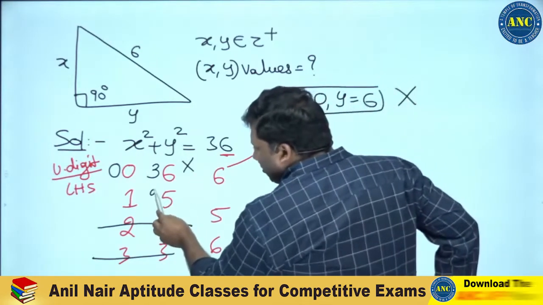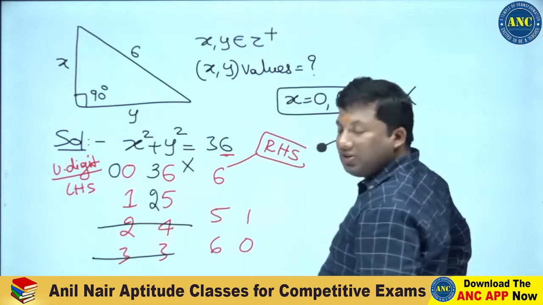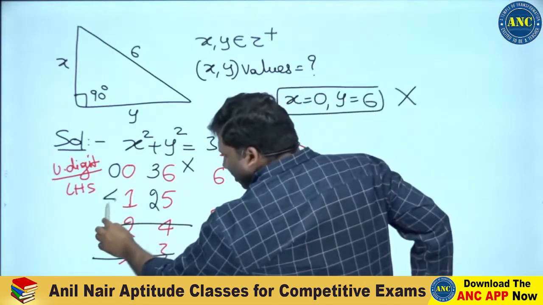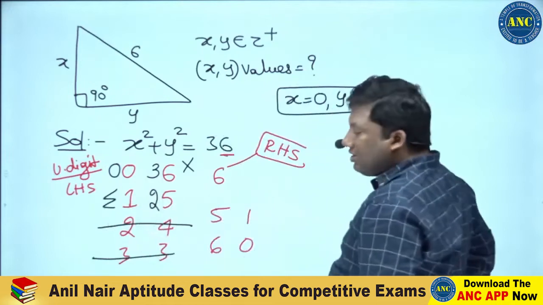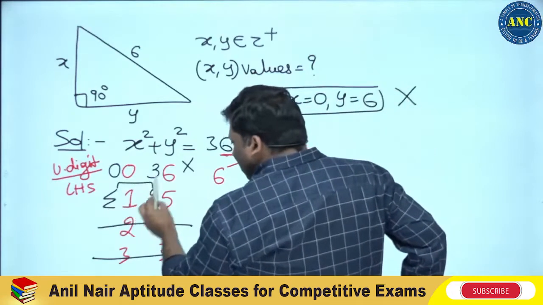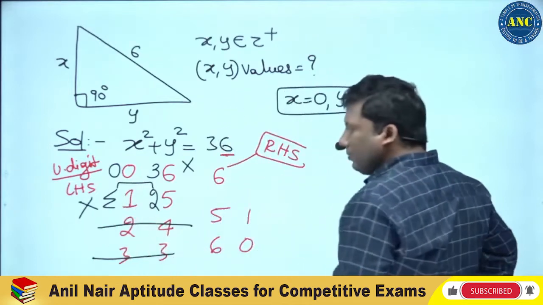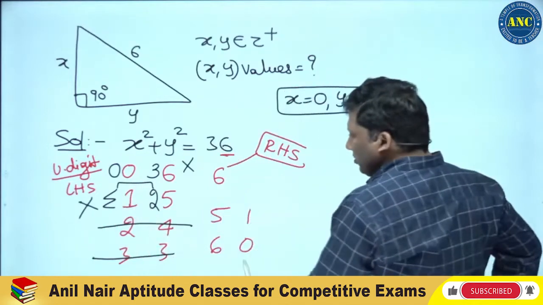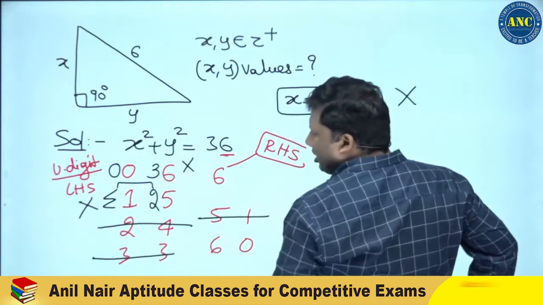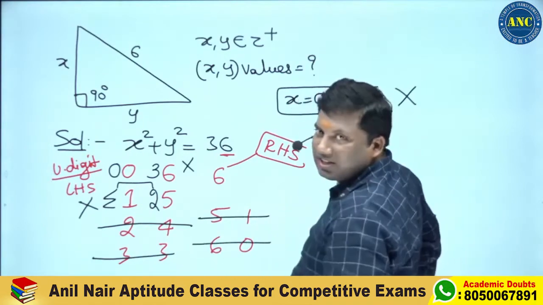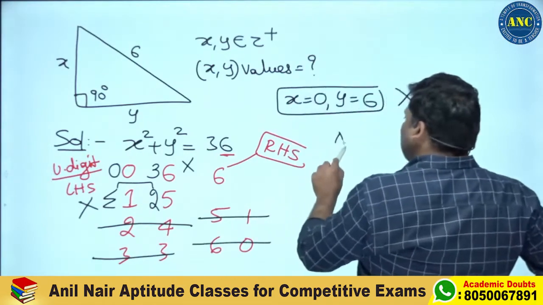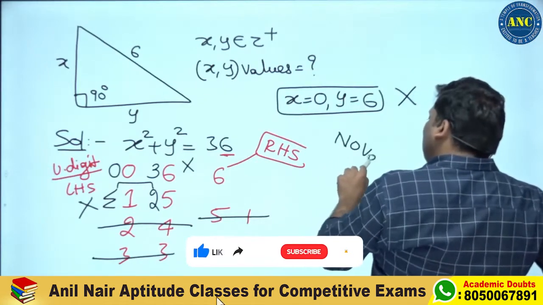Any perfect square ending with 5 has tens place 2. Any perfect square ending with 1 has an even tens place. Even plus even is even, but 3 is an odd number. This case is not possible. So this case also is not possible. 0, 6 or 6, 0 is the reverse. The answer is there are no right angled triangles.